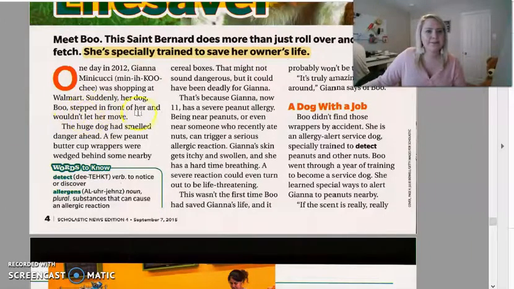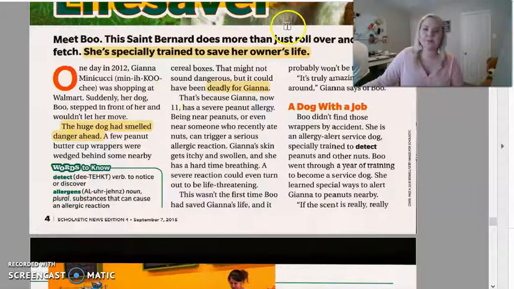So I look here: Boo stepped in front of her and wouldn't let her move. The huge dog had smelled danger ahead. And then it says a few peanut butter cup wrappers were wedged behind some nearby cereal boxes. That might not sound dangerous, but it could have been deadly for Gianna. So I can infer that Gianna has a peanut butter allergy. Her dog, Boo, is probably trained to alert her whenever there's that allergen around. Let's see. Being near peanuts or even near someone who recently ate nuts can trigger a serious allergic reaction. Gianna's skin gets itchy and swollen and she has a hard time breathing. That would be a supporting detail as to what happens to Gianna.